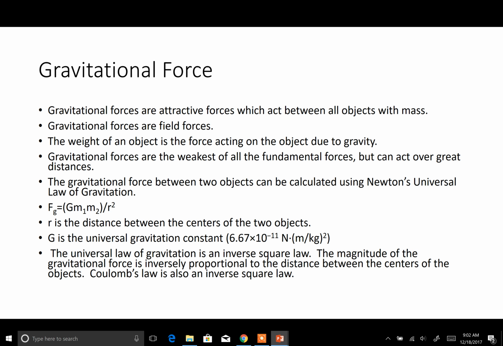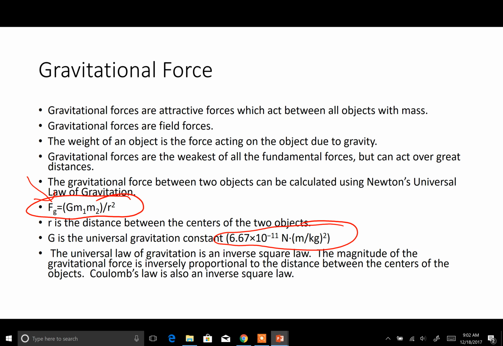The gravitational force between two objects can be calculated using Newton's universal law of gravitation, which is this equation. So this is the force of gravity, and it's equal to big G, which is the universal gravitation constant. That is constant throughout the universe. The value for big G is 6.67 times 10 to the minus 11 newtons times meters squared over kilograms squared.